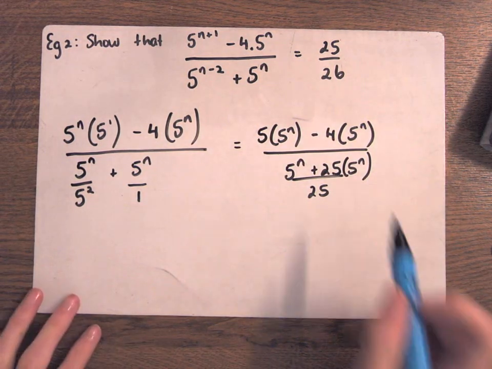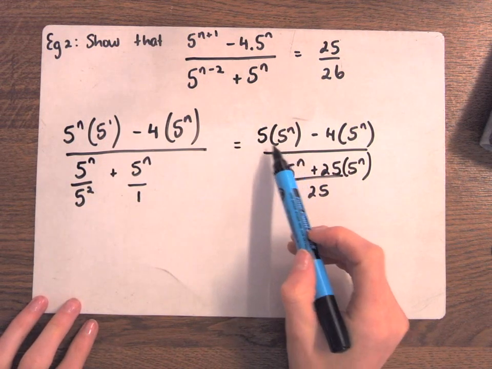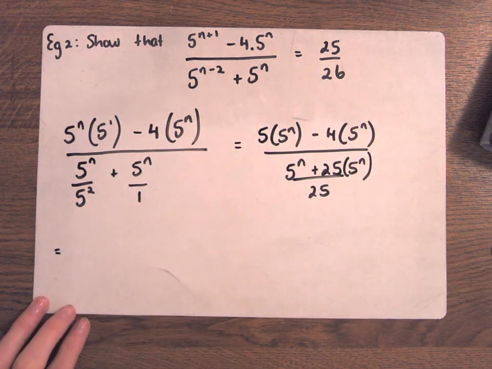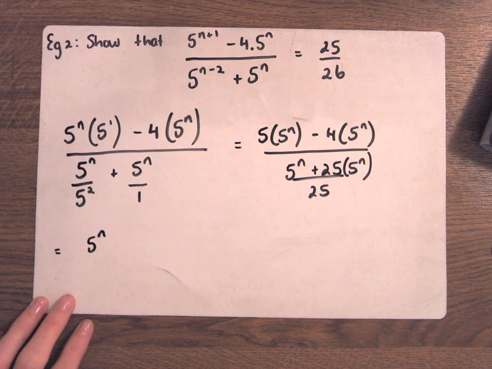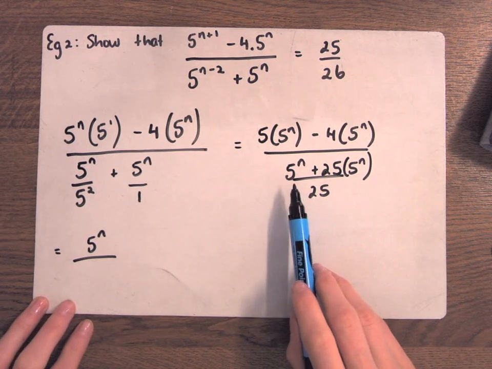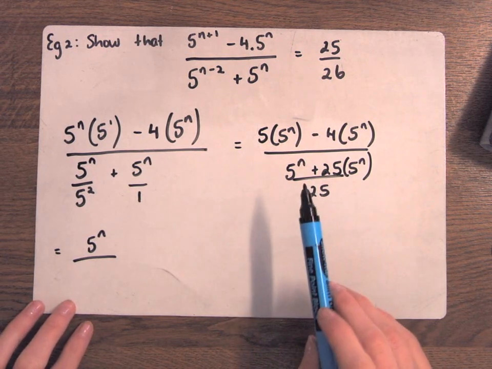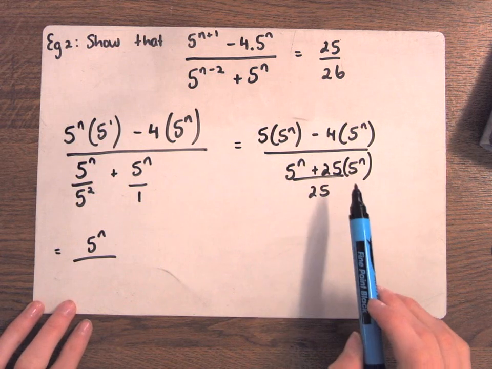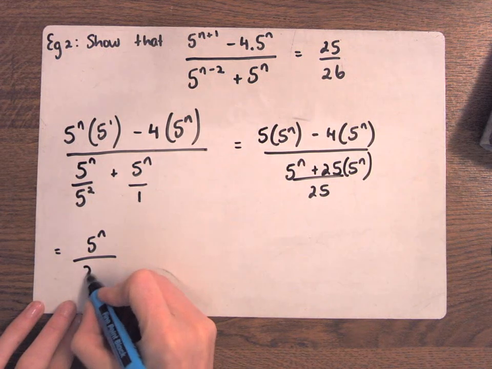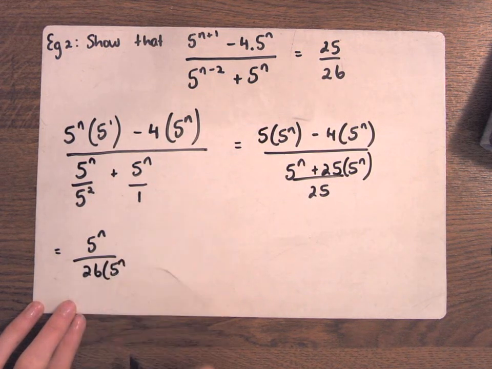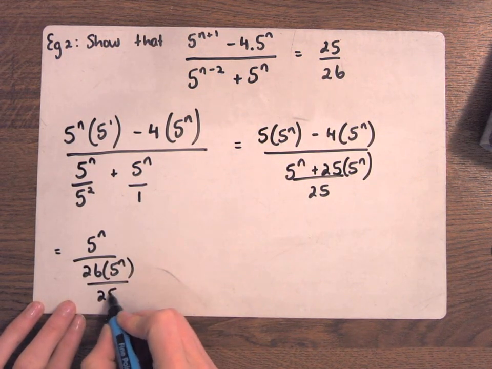Okay? So on top, we've 5 times 5 to the power of n minus 4 times 5 to the power of n. So what's that? 5 to the power of n. And on the bottom, I have 5 to the power of n plus 25 times 5 to the power of n. How many 5 to the power of n's have I? 26 times 5 to the power of n all over 25.